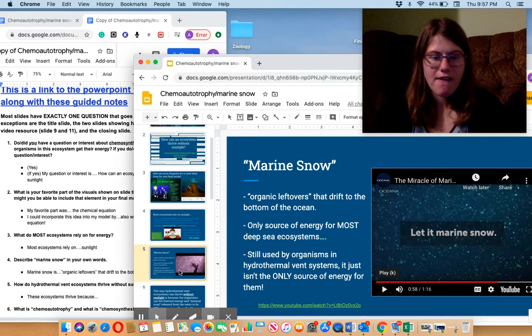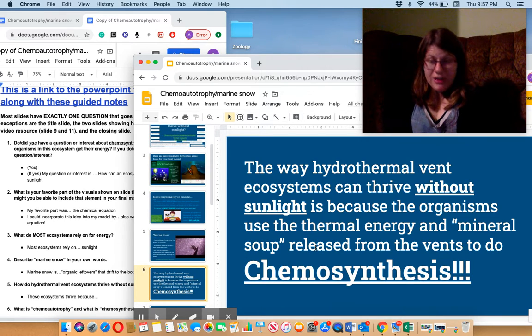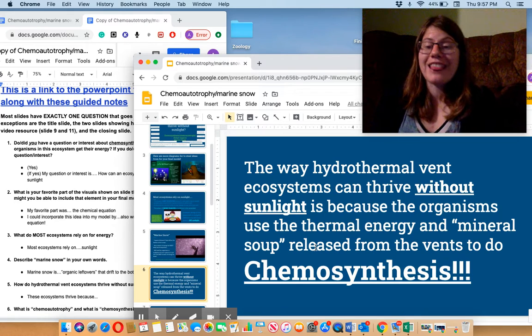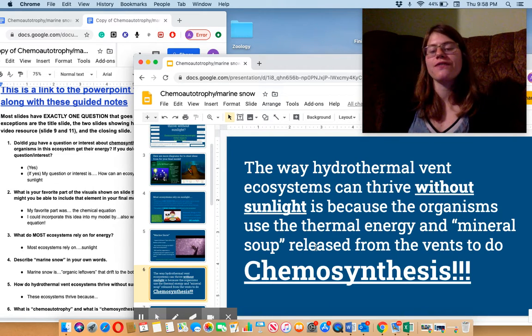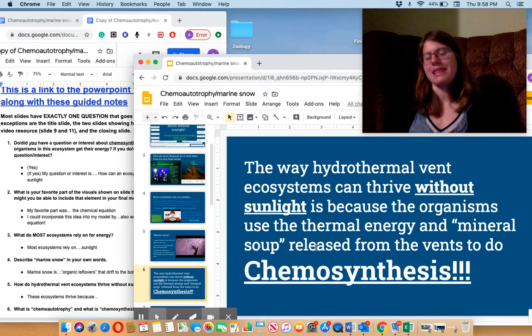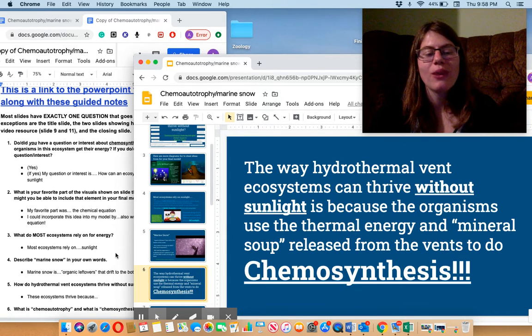Question 5 is a super quick and easy one. I wanted this big and bold because I wanted it super clear. The way hydrothermal vent ecosystems can thrive without sunlight is because the organisms use thermal energy and the mineral soup released from vents to do chemosynthesis. So this is going to be a pretty much copy from the slide question.